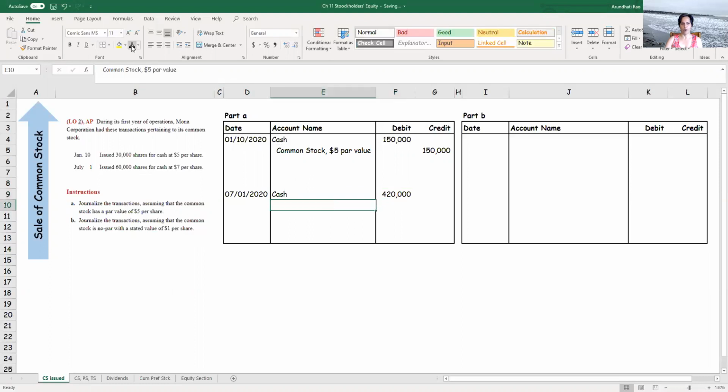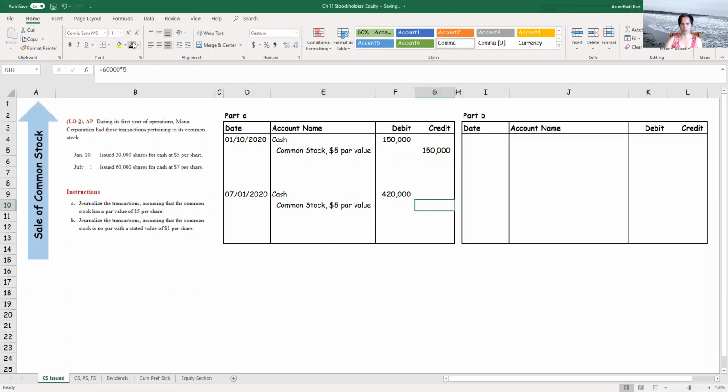How much can I credit my common stock? Again, only at par value. The par value is 5. So 5 times 60,000 is how much I can credit my common stock.